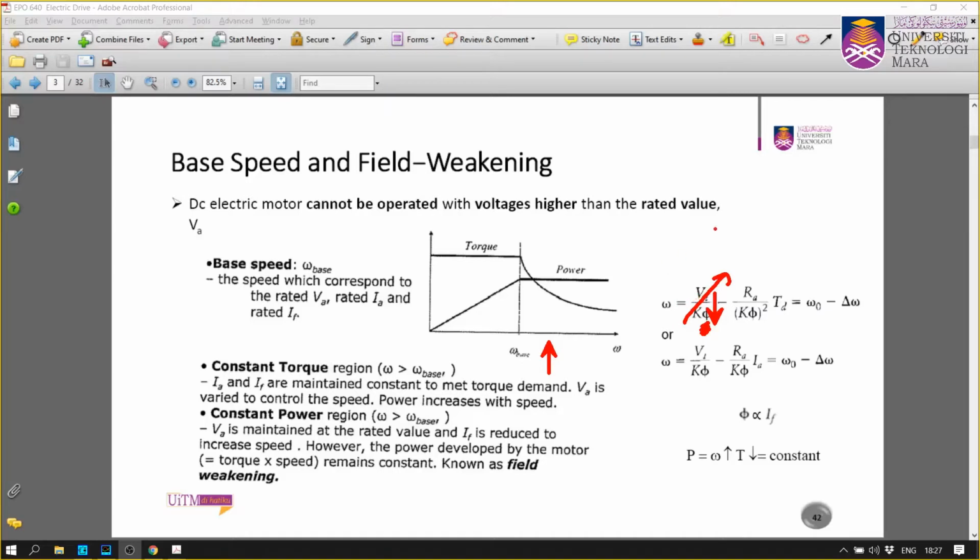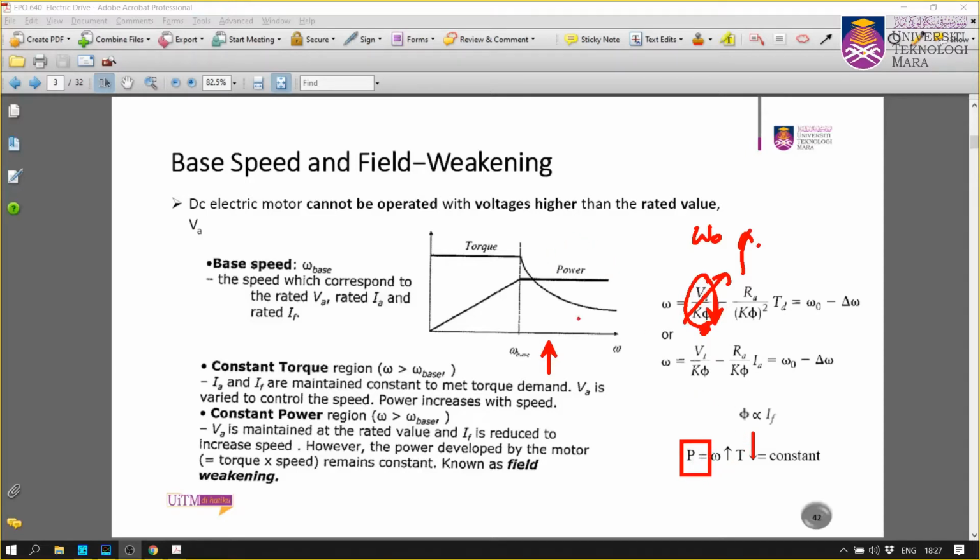So what is omega naught? Isn't it the no-load speed? So when you reduce this flux, then this term will increase. Therefore, you can increase the speed. While you're doing that, when you increase the omega, the torque will reduce because you have to have the constant power operation.